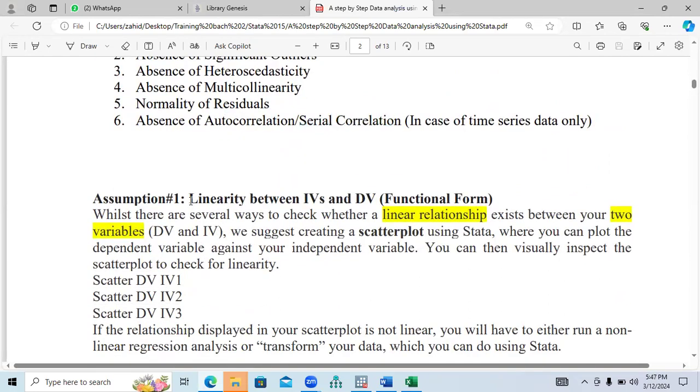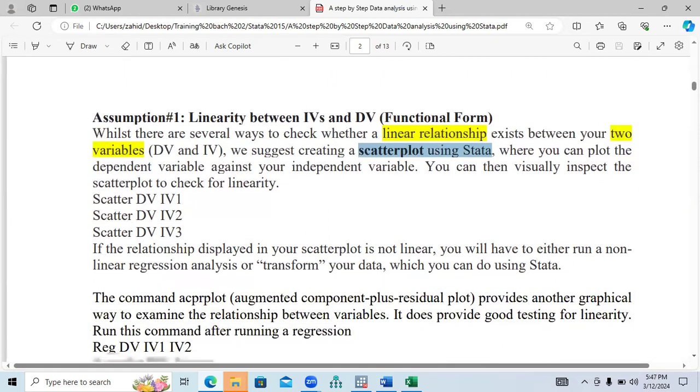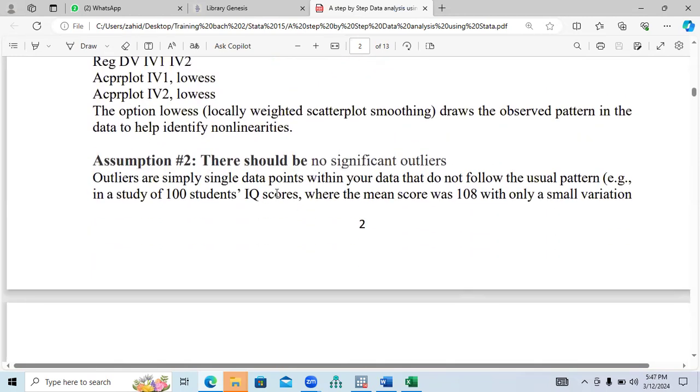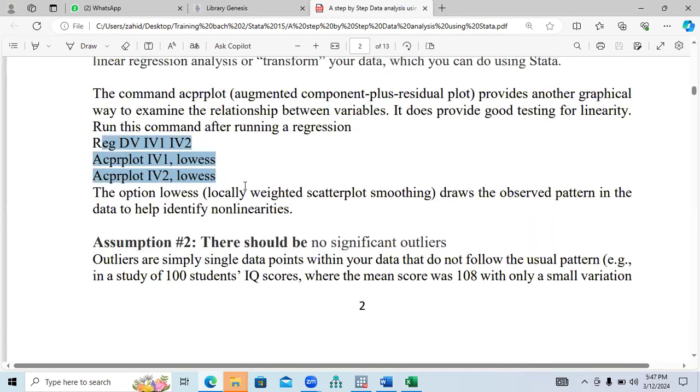Assumption one is linearity. Linearity basically tells you whether there is a linear relationship between your variables, dependent and independent. And there are ways like scatter plot I have discussed previously, but we will also make it a little reminder. Then we may have some other values or other procedures to test the normality of the data.